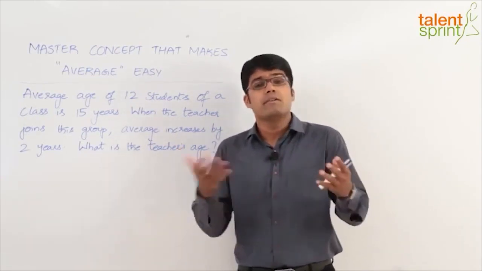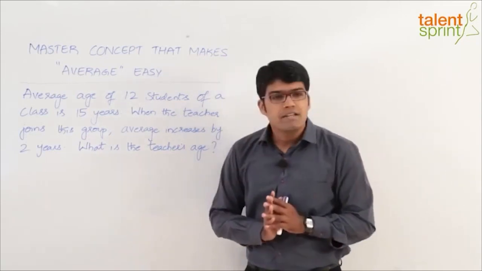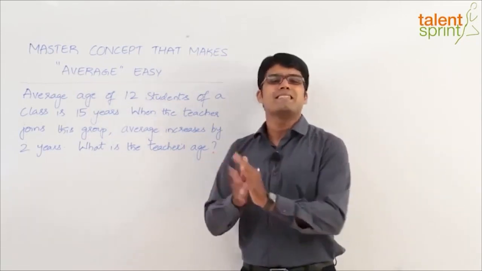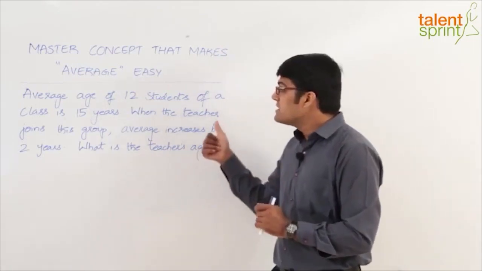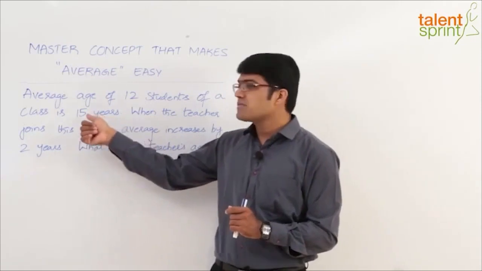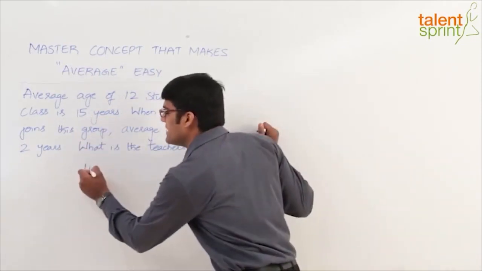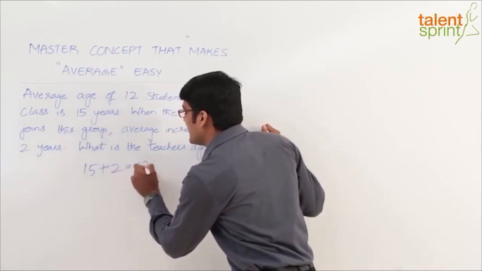Now, their actual ages may be different, right? But for our understanding to be easy, each student here is 15 years old. So 12 students, each person's age is 15 years. Now, when the teacher joins this group, average increases by 2 years. The actual average was 15. Now, the average has increased by 2 years. That means the new average is 15 plus 2, that is 17 years.